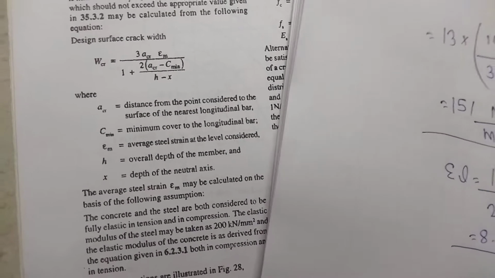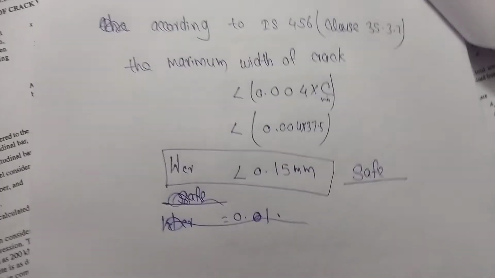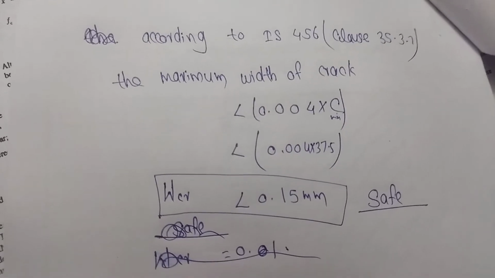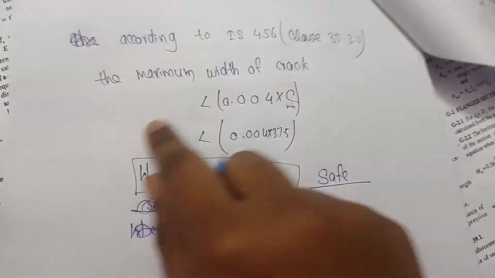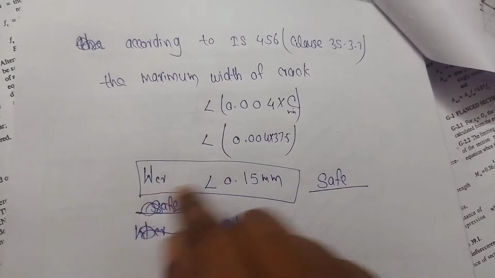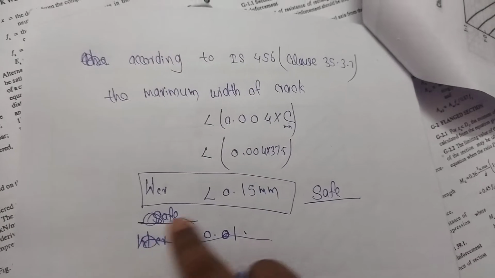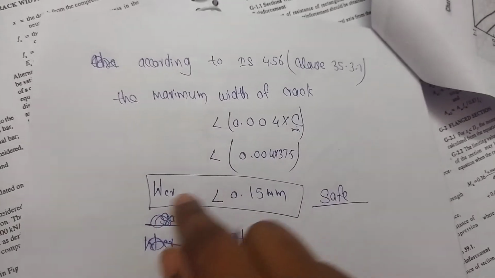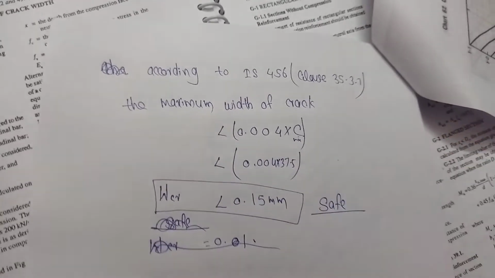Then substitute in the WCR equation. We have one check: according to the IS 456 clause, the maximum width of crack, that is WCR, should be less than this limit. Then substitute and check. WCR is less than the limit, so it is in the safe condition.